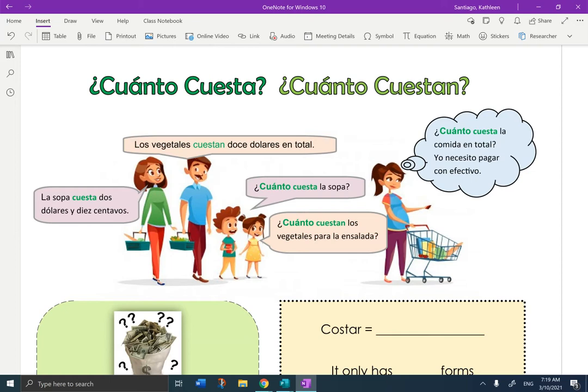¿Cuánto cuesta la sopa? The mom answers, La sopa cuesta $2.10. The little girl asks, ¿Cuánto cuestan los vegetales para la ensalada? Y el padre contesta, Los vegetales cuestan $12 en total. Now the woman to the right asks, ¿Cuánto cuesta la comida en total? Yo necesito pagar efectivo. Well, there's a couple words we haven't had yet.